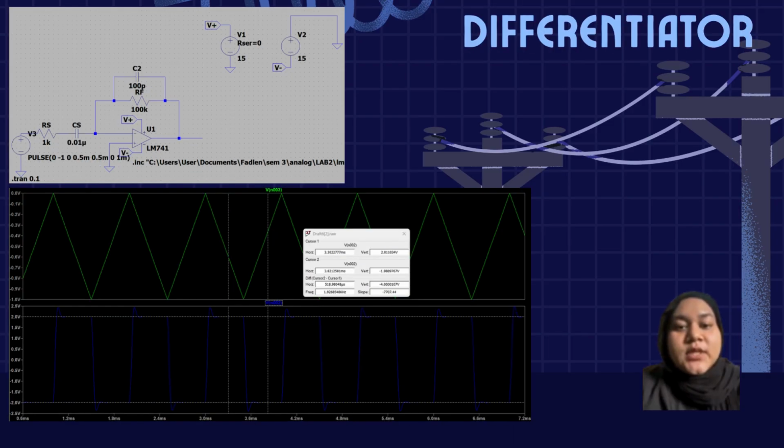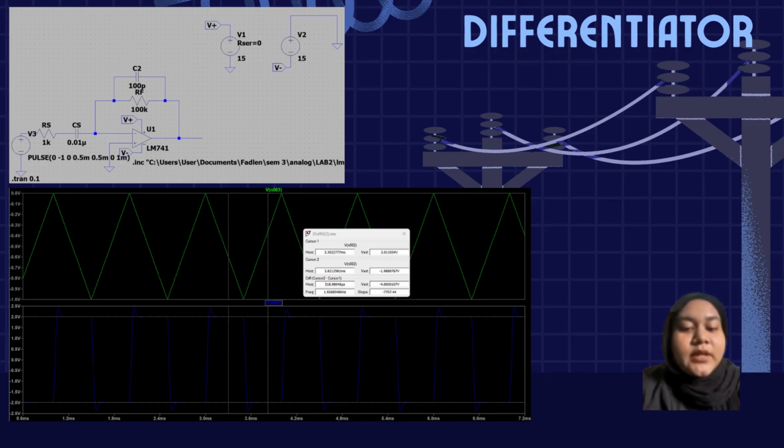Okay, next we move to the next circuit, which is the differentiator circuit. The component that makes a circuit a differentiator is the capacitor, when it is placed in the input path in series with the input signal and the resistor is placed in the feedback path. For the input capacitor, which is CS, it is connected directly between the input voltage source and the inverting input terminal of the op-amp.